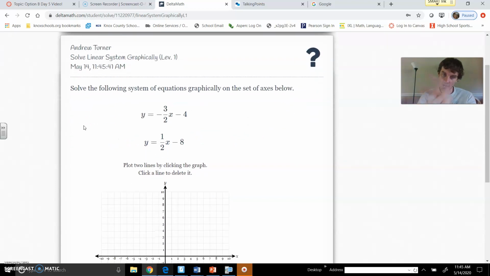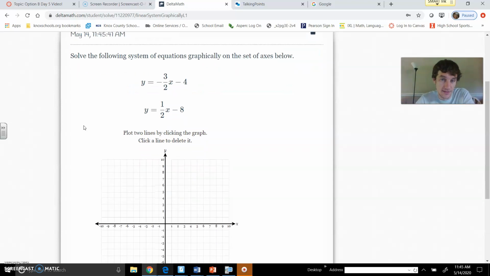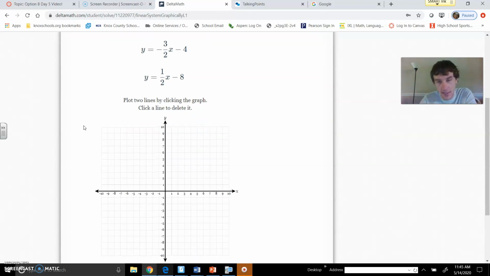I'll be happy to help you with whatever you're stuck on. It says solve the following system of equations graphically. On the set of axes below, plot two lines by clicking the graph, then click the line if you want to delete it. So here's the goal: our goal is to graph both of these lines and find the point where they have in common, the point where they cross.